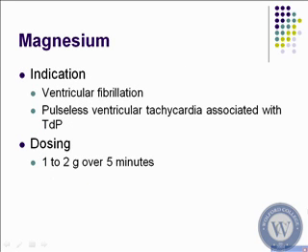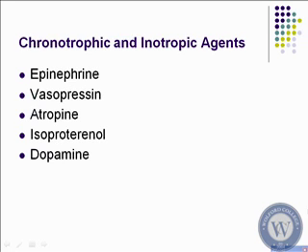Magnesium is another anti-arrhythmic. It's indicated for ventricular fibrillation and pulseless V-tach. Its dosing is usually for hypomagnesemia, and you can give 1 to 2 grams over 5 minutes. Then you have a discussion on chronotropic and inotropic agents.